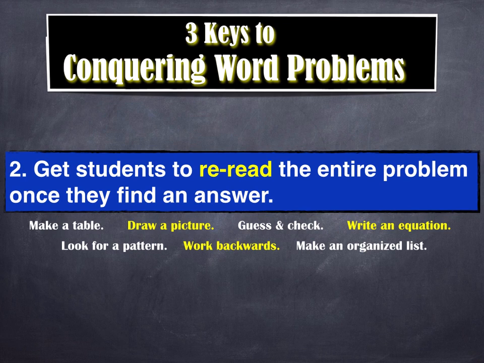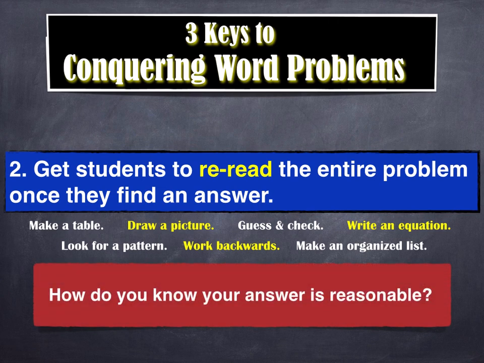But the way to getting students to reread the entire problem once they find the answer is, once they find the answer, ask them this question: how do you know your answer is reasonable? Think about how powerful that question is. When a student can take their answer and explain to you how they know their answer is reasonable, they've really shown a deep understanding not only of the word problem itself, but of how they solved it and how they arrived at the answer that they did.